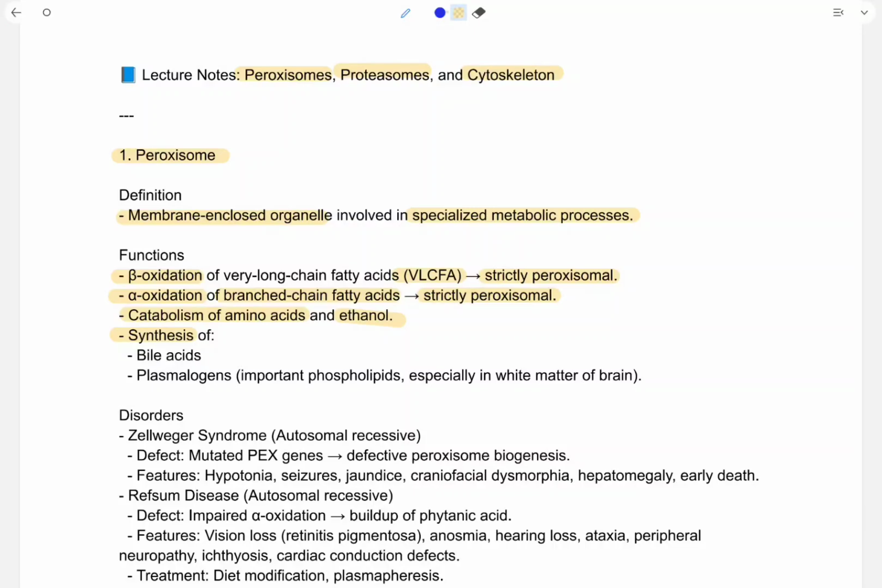The peroxisome also synthesizes bile acids and plasmalogens. That is important in phospholipids, especially in the white matter of the brain.